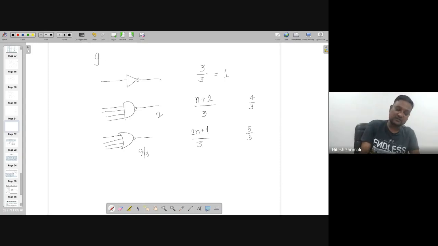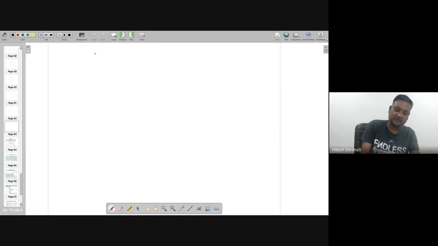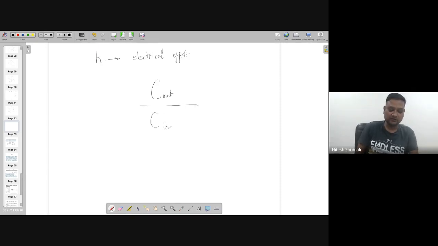So this is the logical effort, and h is the electrical effort, which is simply the ratio between output capacitance and input capacitance. Okay, so this is for a stage, by the way.